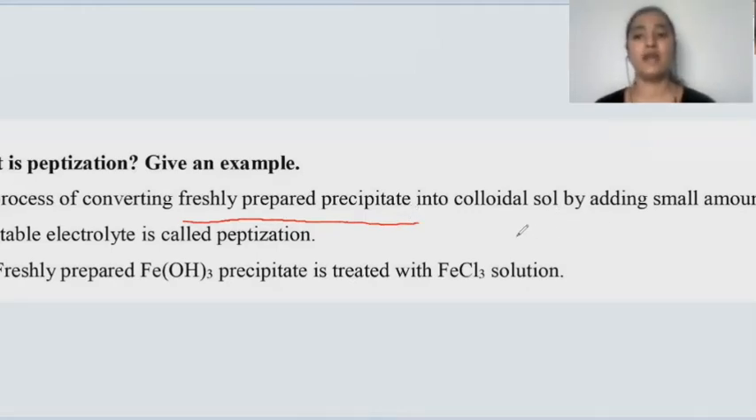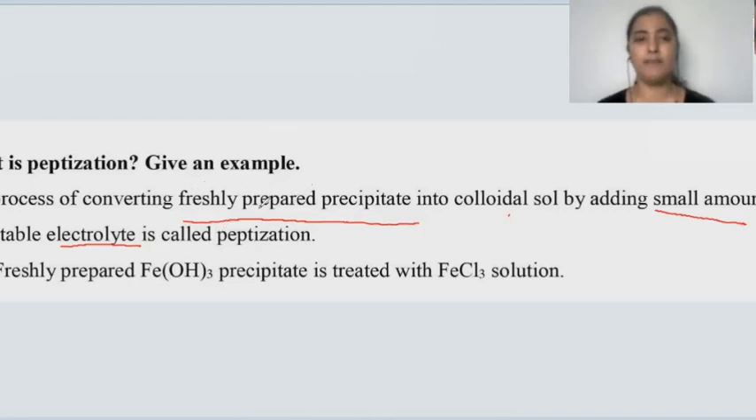How do we prepare the colloidal solution from the freshly prepared precipitate? By adding a small amount of suitable electrolyte. When you add a suitable electrolyte to the freshly prepared precipitate, that freshly prepared precipitate will get converted into the colloidal solution. Such a process of preparing the colloid is regarded as peptidization.